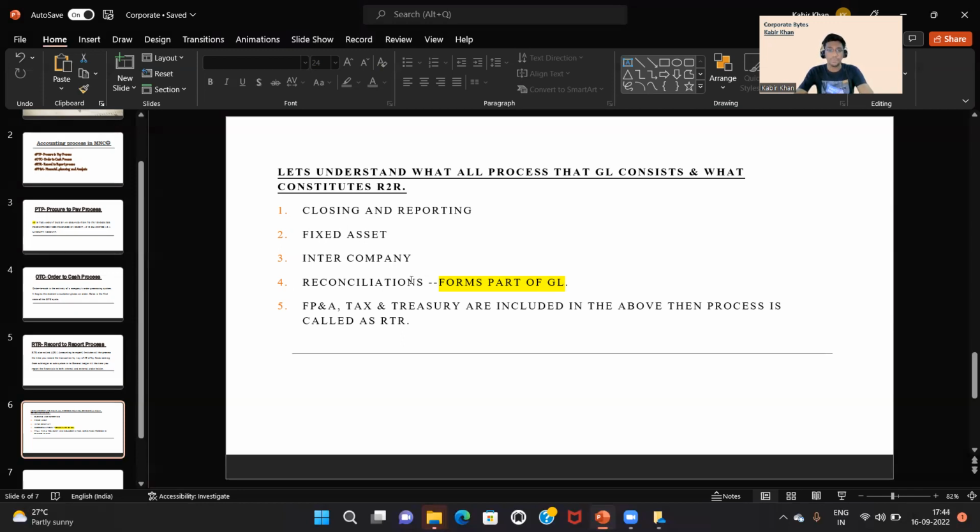But apart from these four sub-processes, if we have FP&A, tax, and the treasury, financial planning and analysis, tax, and the treasury, then we can say that the process is the R2R, that is the record to report process. So in short, the record to report process should have closing and reporting, fixed asset, intercompany, reconciliation, FP&A, tax, and treasury.